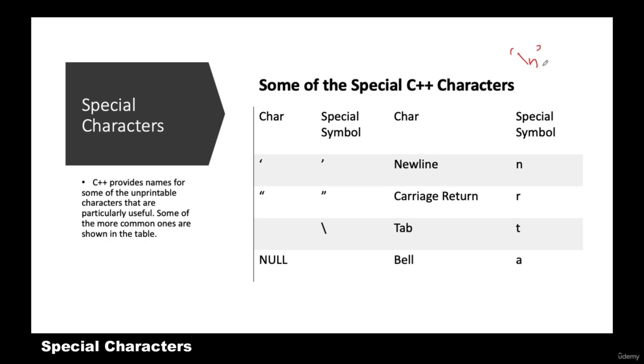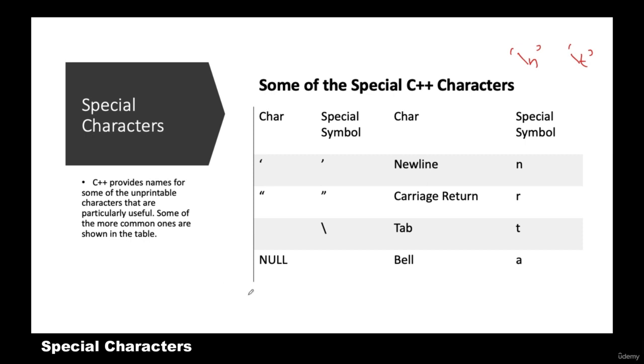It means the output should be displayed on the new line, and if it is backslash r, then it will move to the carriage return. Similarly, there is a backslash t option in C++. That is also a special character, which says to leave some tab space.